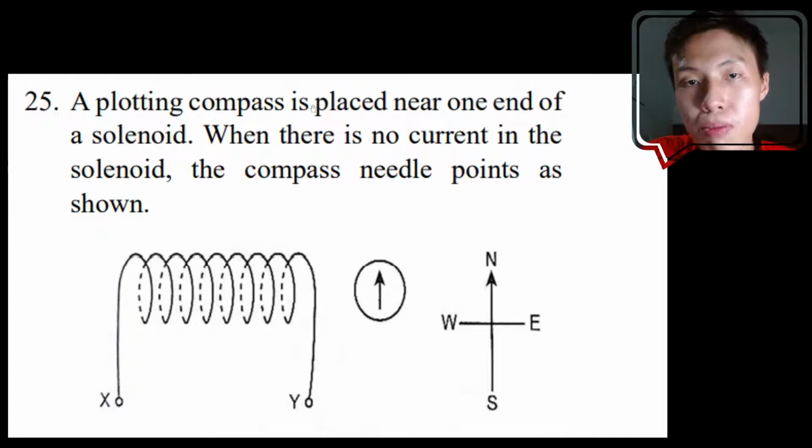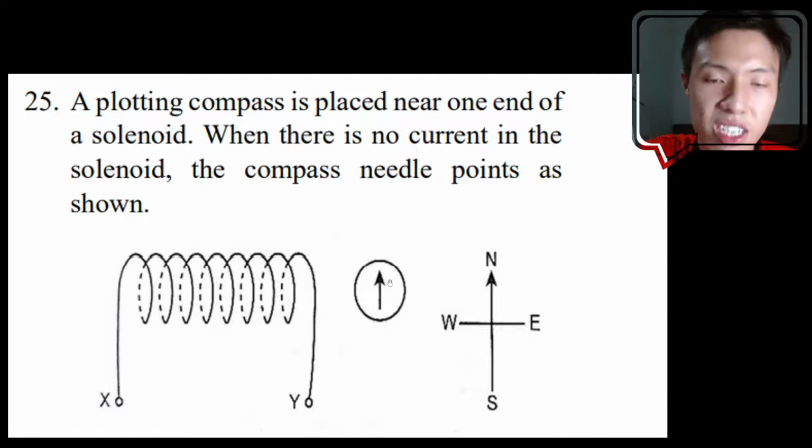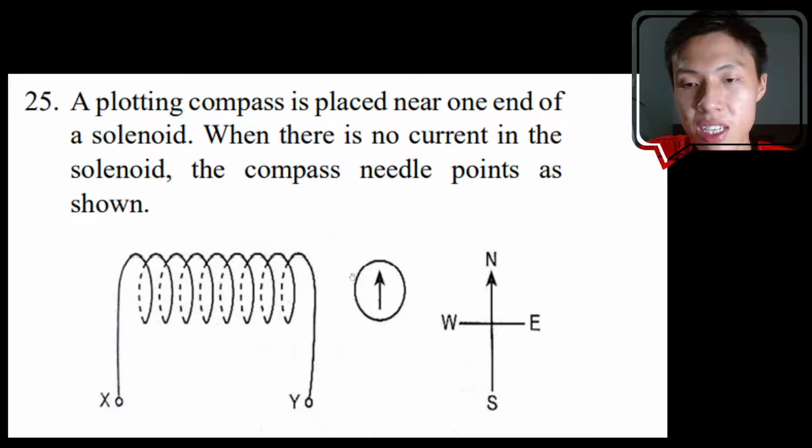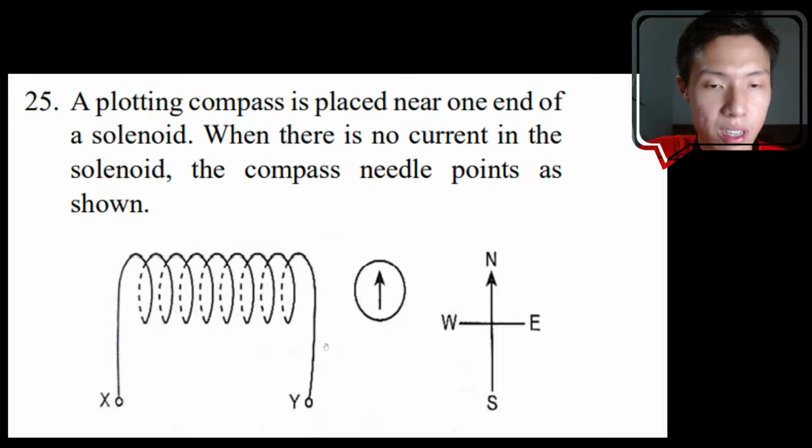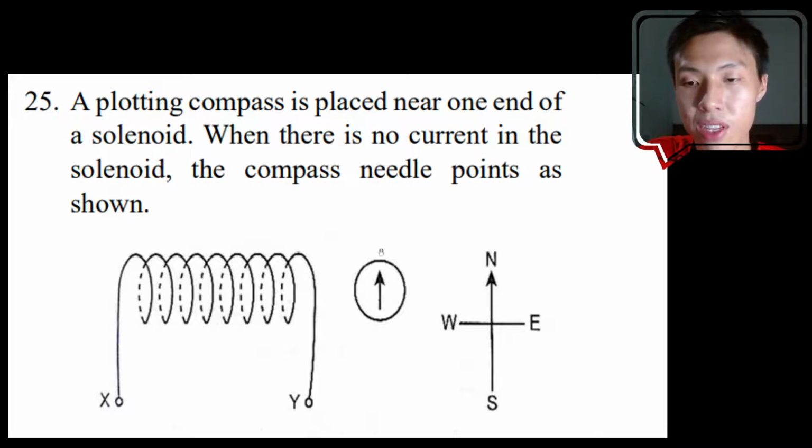A plotting compass is placed near one end of a solenoid. You can just call it a compass, and it's placed near one end of the solenoid, in this case near the end Y. When there is no current in the solenoid, the compass needle points as shown. Right now, the compass needle is pointing towards the north side of the diagram. The north side of the diagram is pointing upwards, and the compass is pointing upwards.